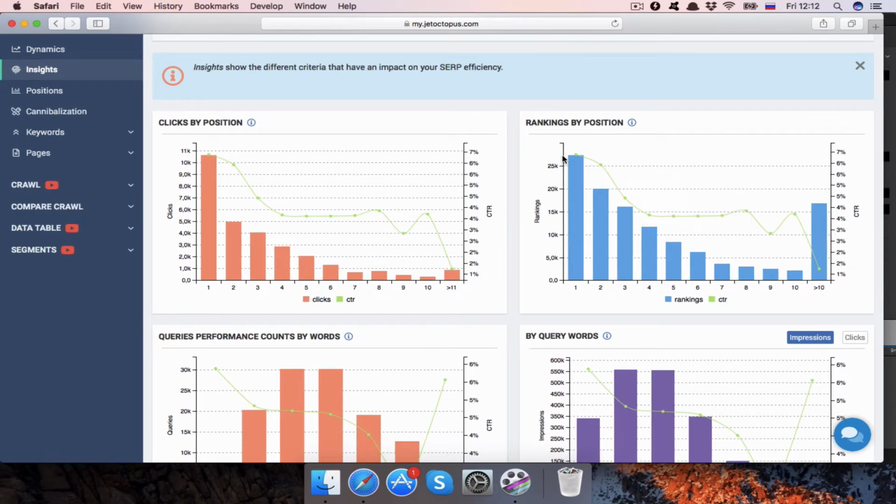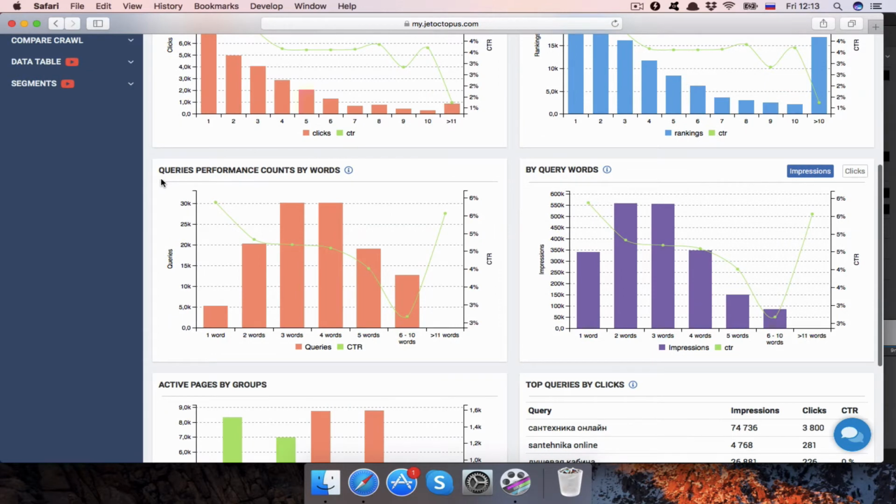This chart shows us rankings by positions. So, how many rankings this website is getting at the first position, at the second position, at the third, etc. And again, the dynamics of CTR at each of these positions.